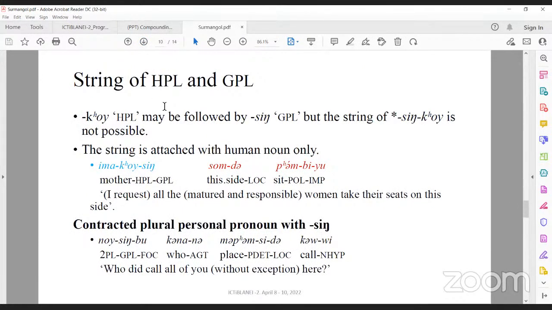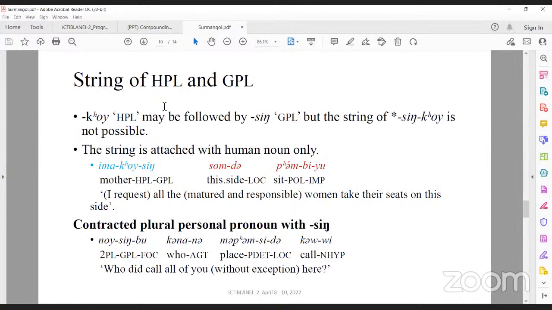But then, the string of SPL and GPL: koi may be followed by sing, but the string sing koi is not possible. The string is attached with human nouns only. I have not come across this kind of string with inanimate or other non-human nouns. Ima koi sing: ima is mother, koi is an HPL and sing is GPL. Sing som the pambiu. I request all the mature and responsible women to take their seats on this side.